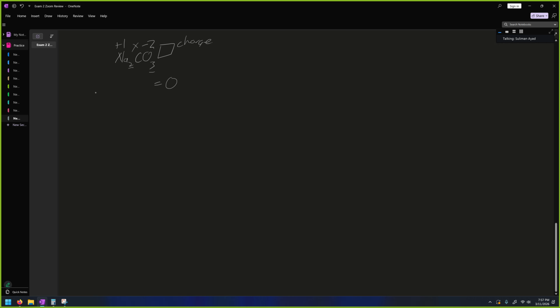I'll take 1 times 2, that gives me 2 from the sodium, plus x times an implied 1 here, so x, and then -2 times the 3 here, that's going to give me a -6. When I rearrange and solve, I would find that x is equal to +4. That is the oxidation number of carbon.